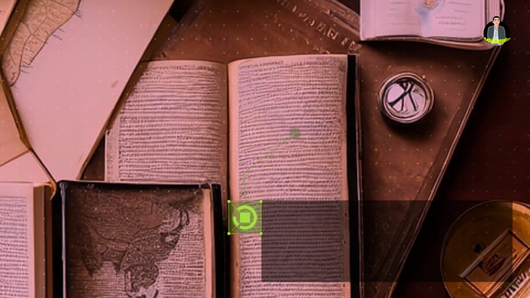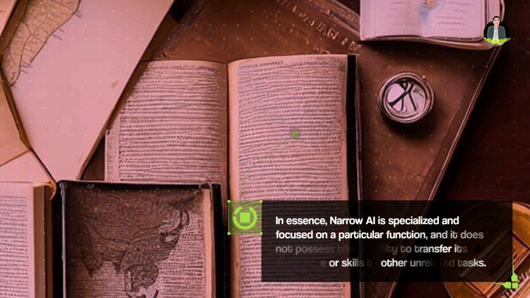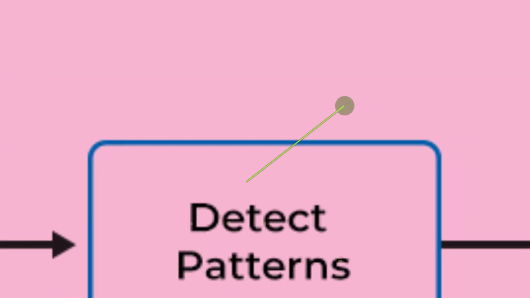In essence, narrow AI is specialized and focused on a particular function, and it does not possess the capacity to transfer its knowledge or skills to other unrelated tasks.